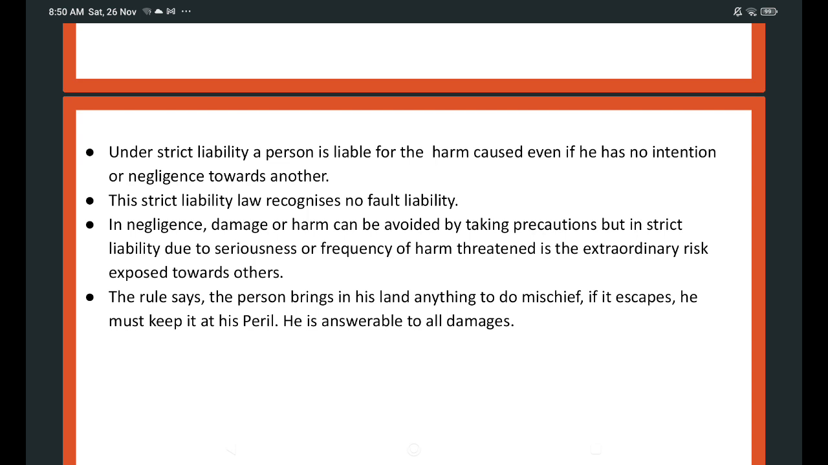The rule says the person who brings onto his land anything to do mischief, if it escapes, he must keep it at his peril. He is answerable for all the damages.